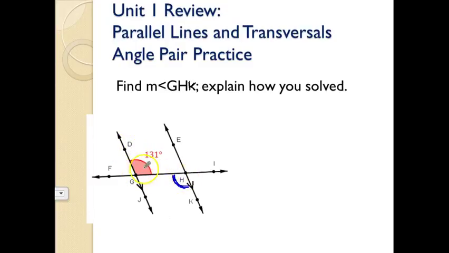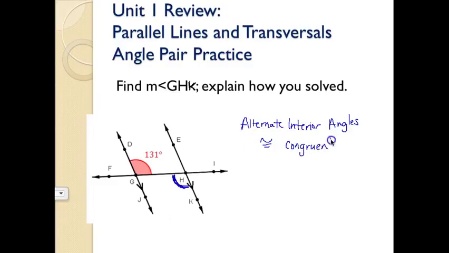So what kind of angle pairs are these two angles? What do we have here? Well, they're on the inside of our parallel lines, so we know they're interior angles, and they're alternating the transversal, so we call them alternate interior angles. And what do we know about alternate interior angles? We know that they are congruent.